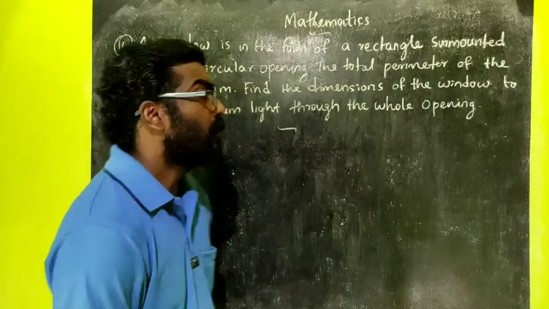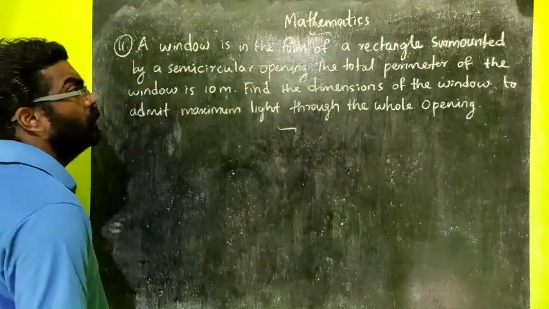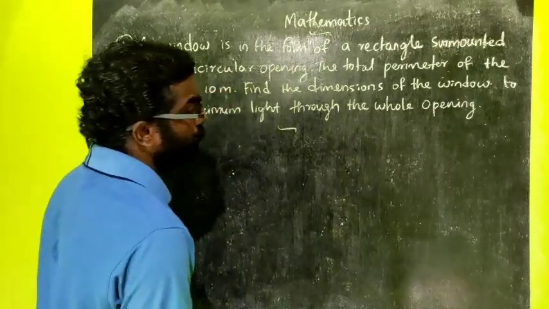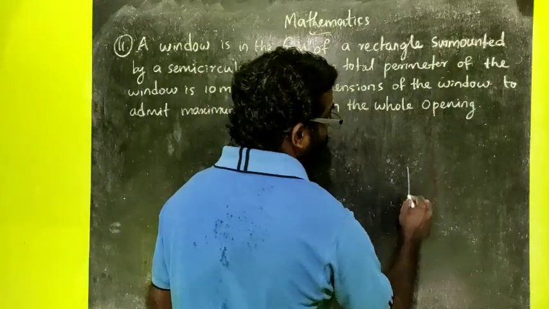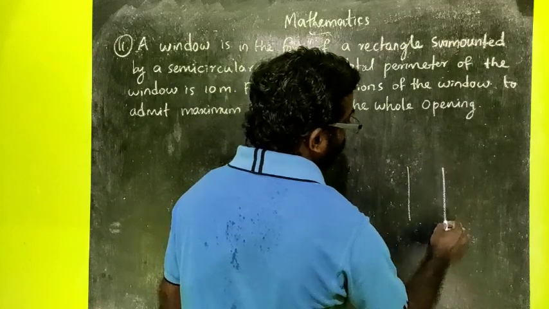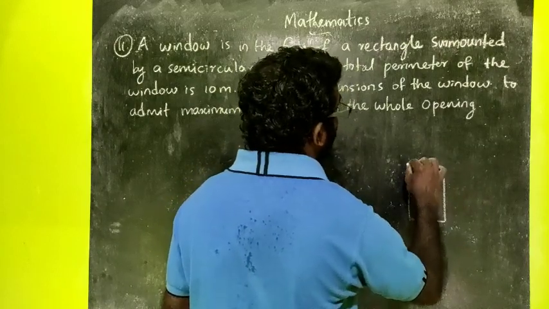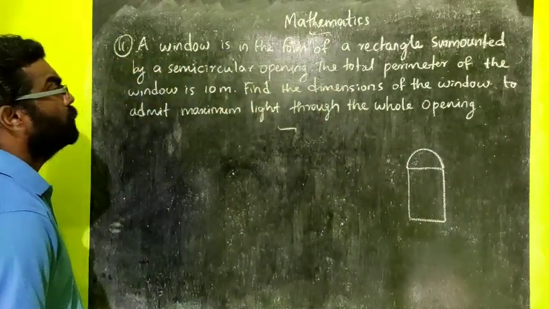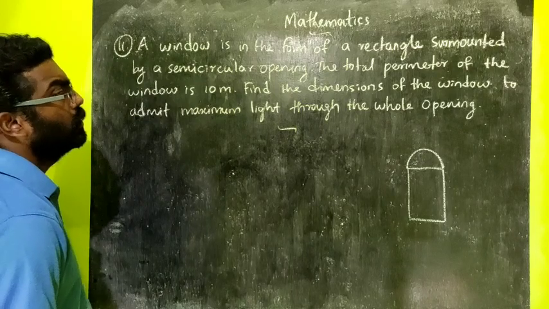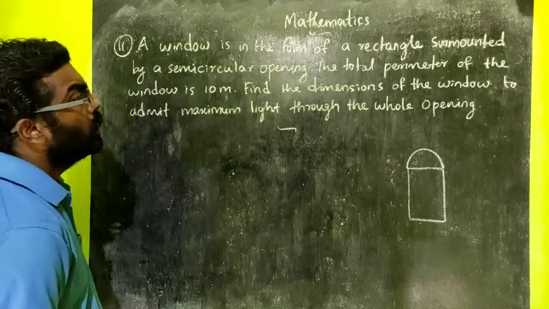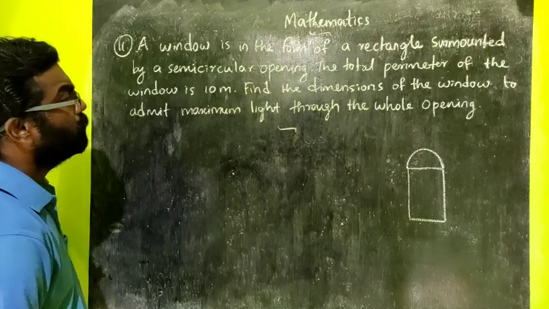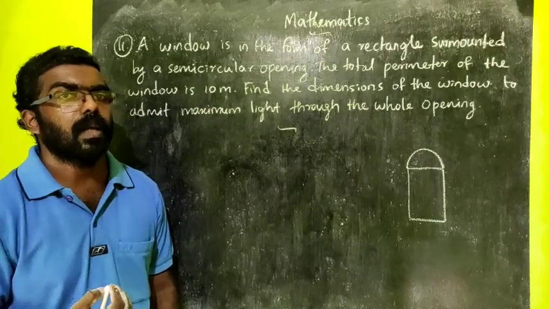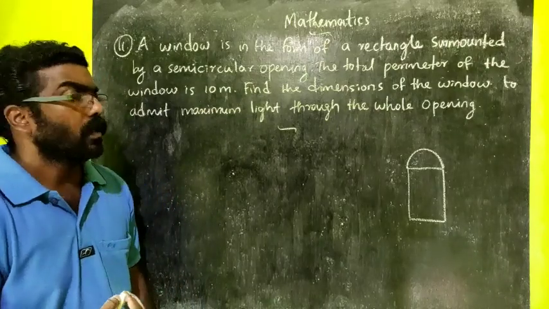Now we move on to question number 11. A window is in the form of a rectangle surmounted by a semicircular opening. So here is a window, a rectangle surmounted by a semicircular opening. The total perimeter of the window is 10 meter. Find the dimensions of the window to admit maximum light through the whole opening. That means the area will be maximum. That we have to find out.